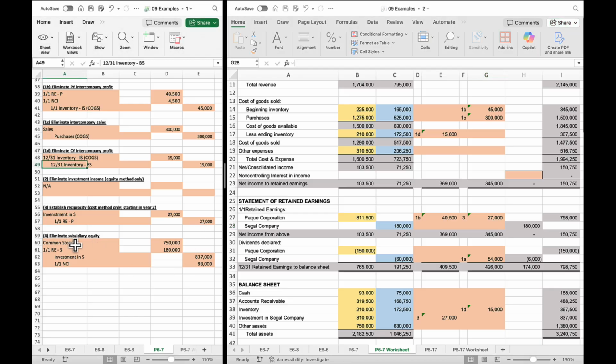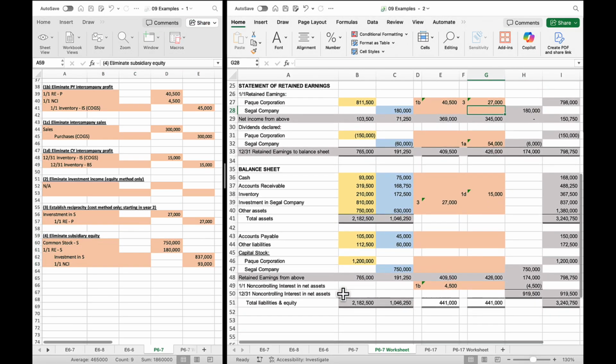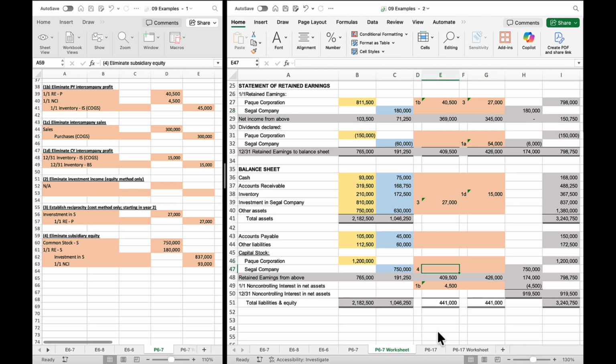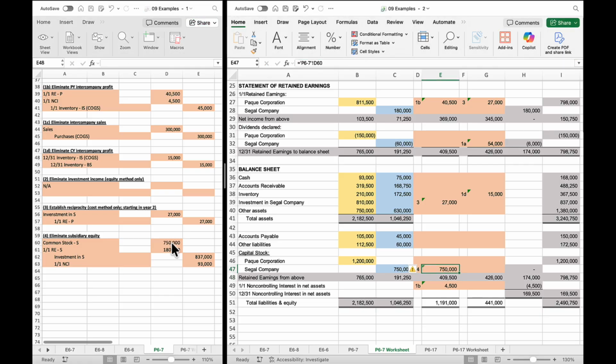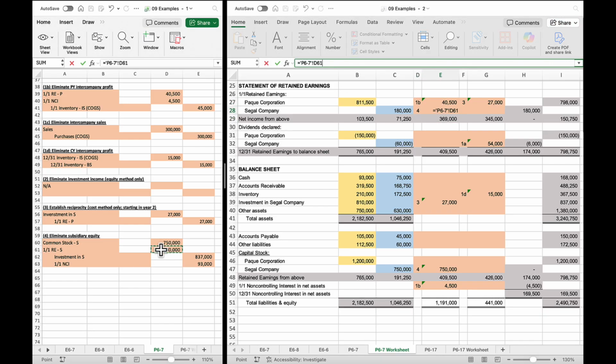And then finally, we have our entry to eliminate our subsidiary equity. So we're going to start with common stock of our subsidiary down on line 47. We're going to debit for $750,000. Then we have to do 1/1 retained earnings of our subsidiary up on our retained earnings statement. We're going to debit again, this time for $180,000.